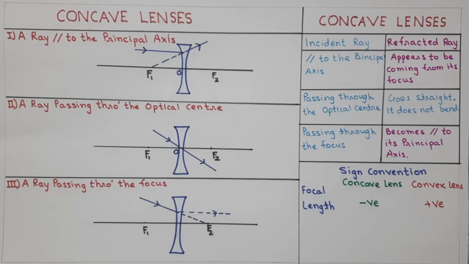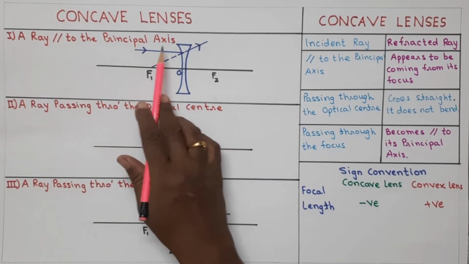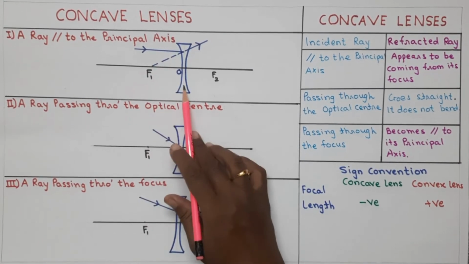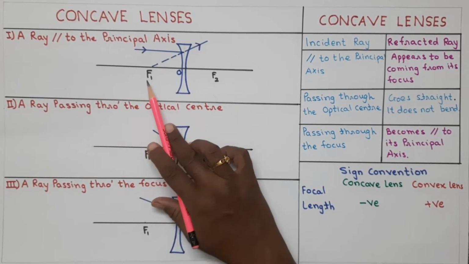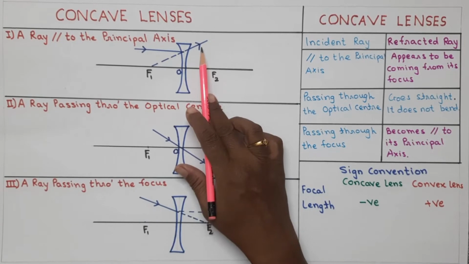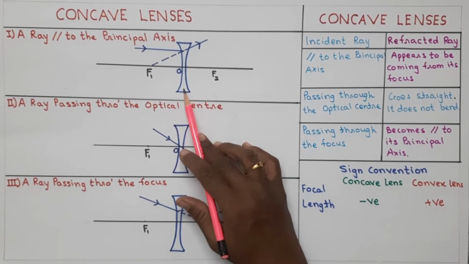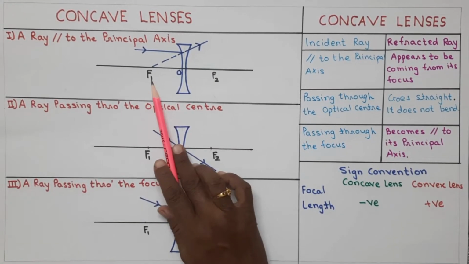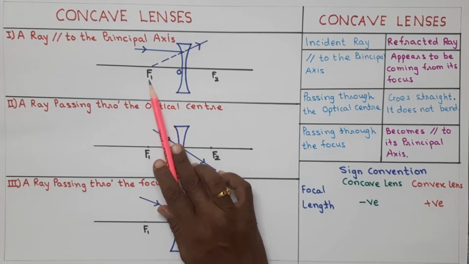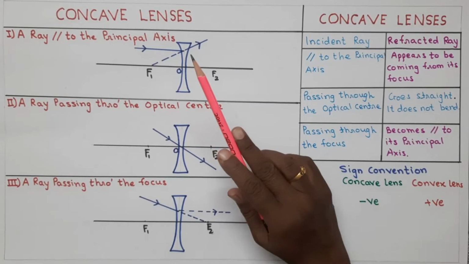Hi, now we will see how concave lenses work. A ray parallel to the principal axis of a concave lens appears to be coming from its focus after refraction through this lens. This focus F of a concave lens is situated on its left side. It is shown by the dotted line.